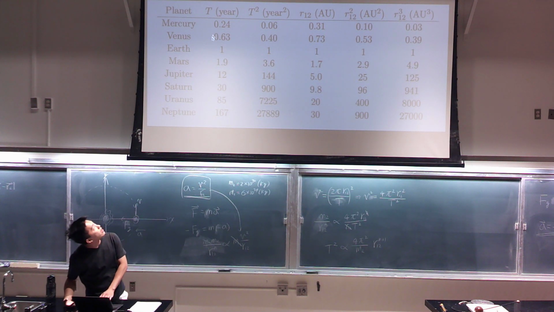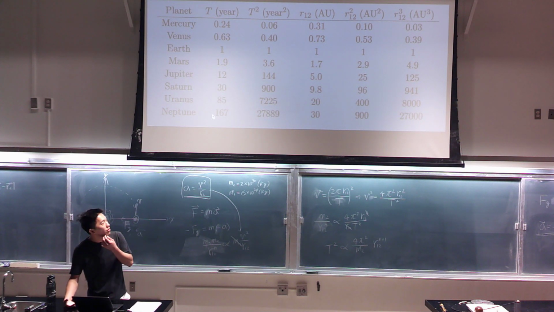So the unit I'm using here is a year on Earth, which is 365 Earth days, 24 hours. So Earth has a period of 1 year, and the planets are sorted by distance to the Sun. The closest is Mercury, the farthest is Neptune. You can see that the period, or the time it takes for the planet to go around the Sun, is longer. A year on Neptune is 167 times longer than a year on Earth.